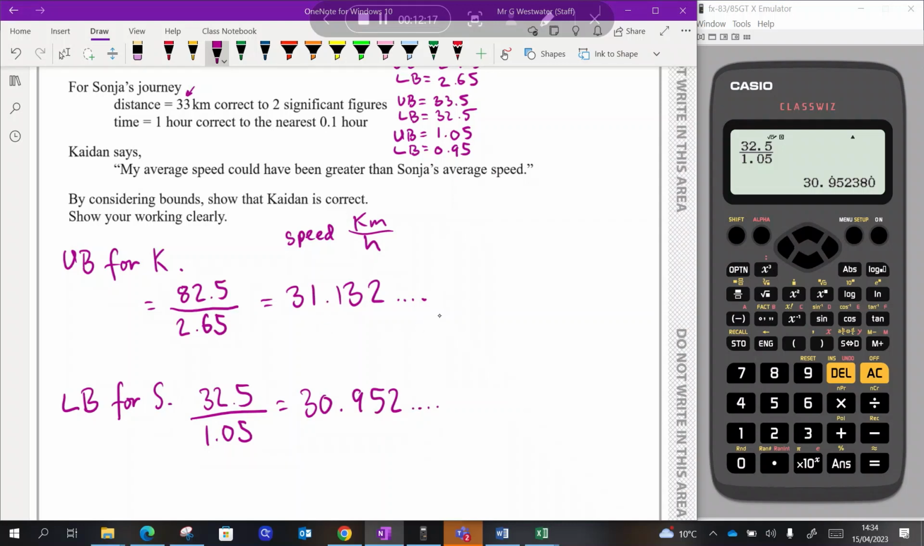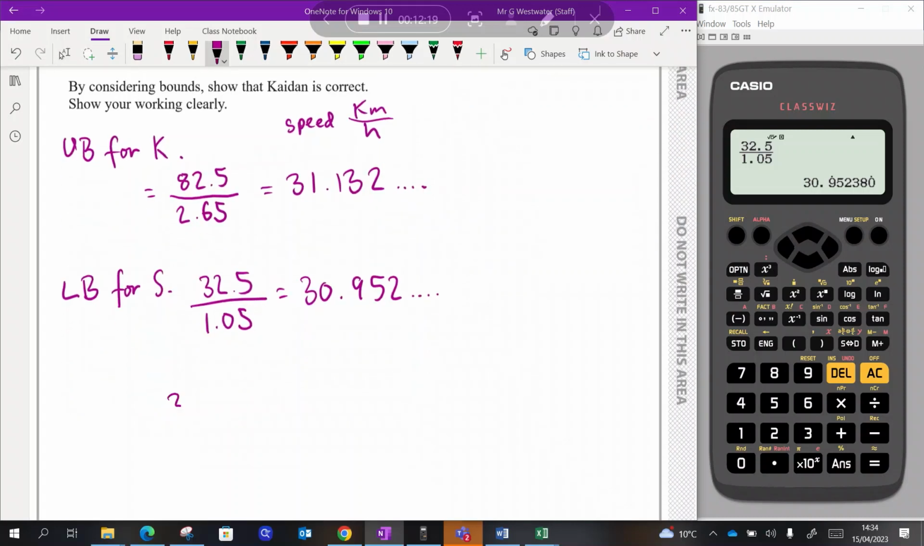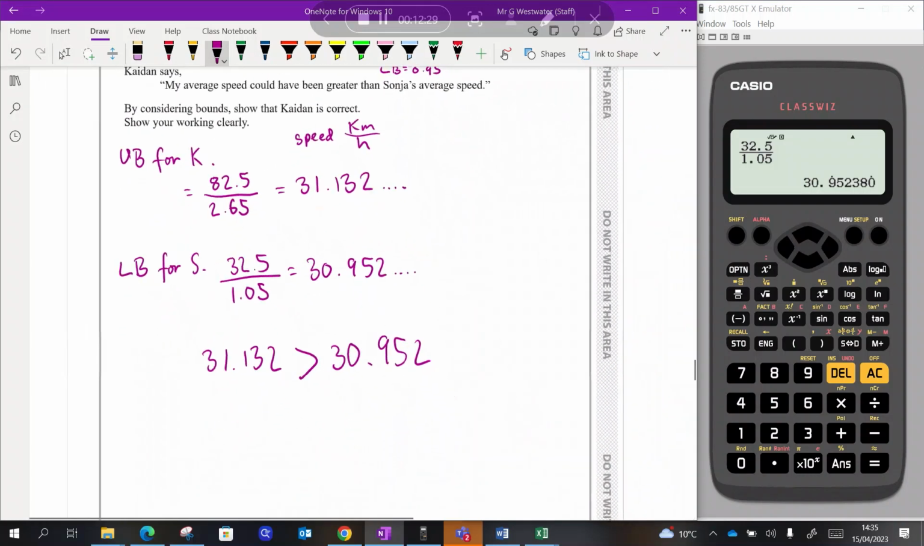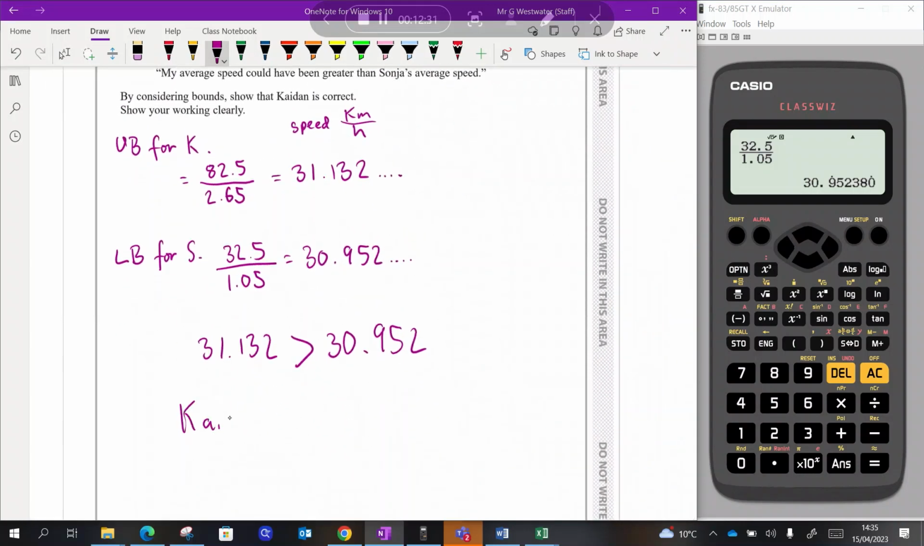So I'm going to say 31.132 is greater than 30.952. So Caden is correct. Okay, which is what we needed to show.